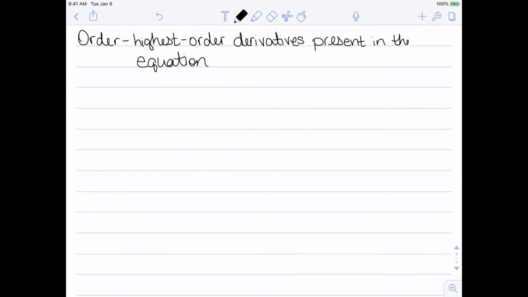The next thing we want to look at is the order. The order is the highest order derivative present in the equation. So if we go back and look at our example, we can see that this particular differential equation has a second derivative and a first derivative. So the order here would be 2, the highest order derivative, which is the second derivative. If we would have had the third derivative, the order would have been 3, etc.